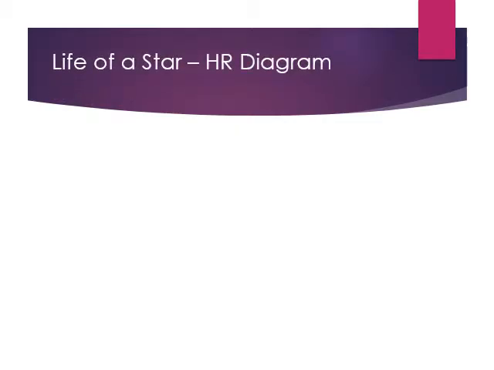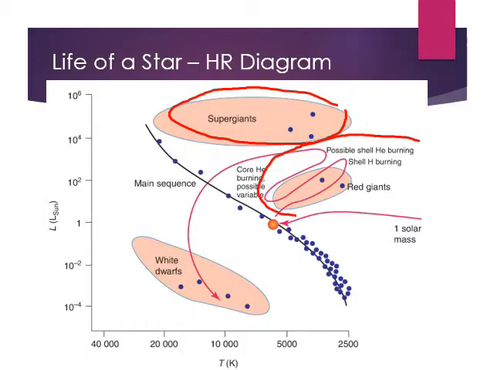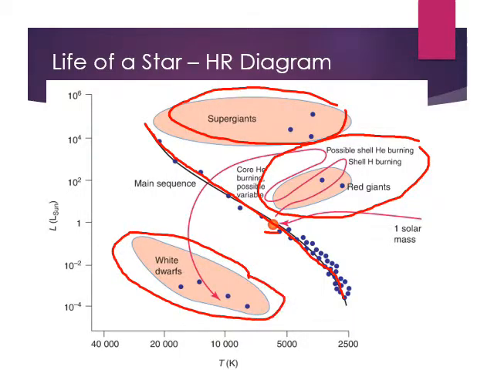So let's have a look at the life of a star with reference to the Hertzsprung-Russell diagram. We can see our supergiants are up here, and we've got some possible helium burning and shell hydrogen burning in our red giants. When we talk about solar masses, we refer to our own sun as one solar mass, and we compare everything else to that. And here's all our main sequence stars as we noted before, and these will all have hydrogen fusion to helium, and down here we've got our white dwarfs with no energy reactions occurring.